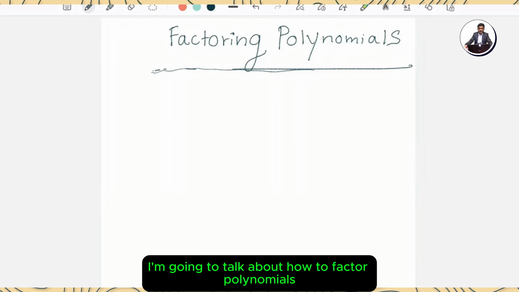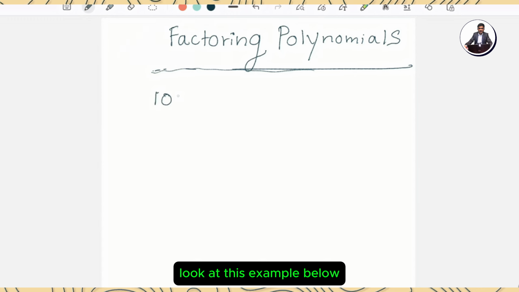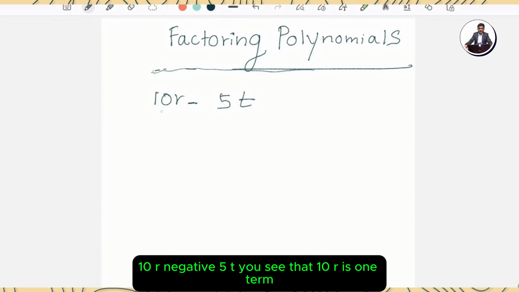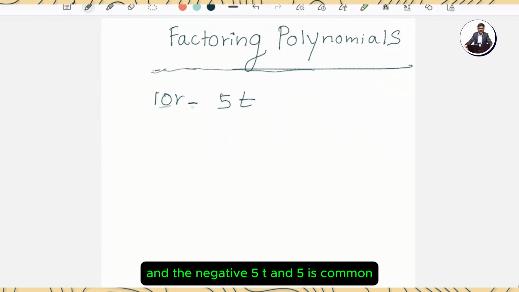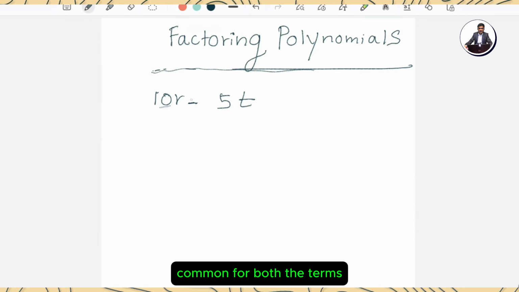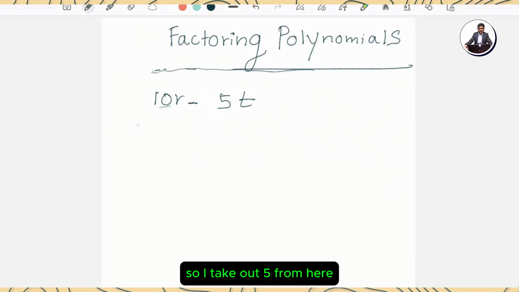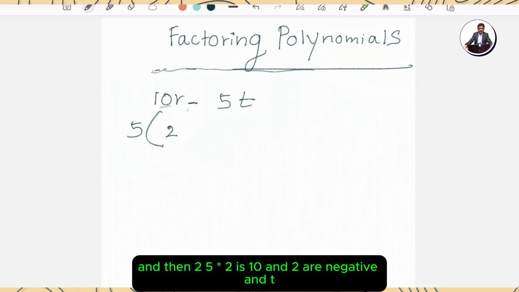In this session, I'm going to talk about how to factor polynomials. Look at this example below: 10r negative 5t. You see that 10r is one term and negative 5t is another. And 5 is common for both terms. So I take out 5 from here and then 2. 5 times 2 is 10r, and negative t.